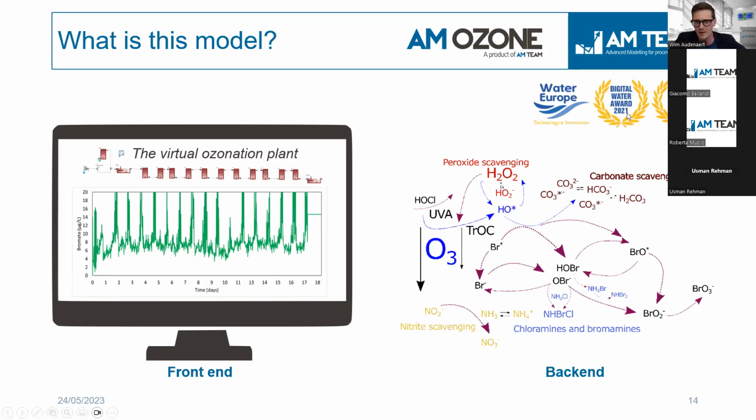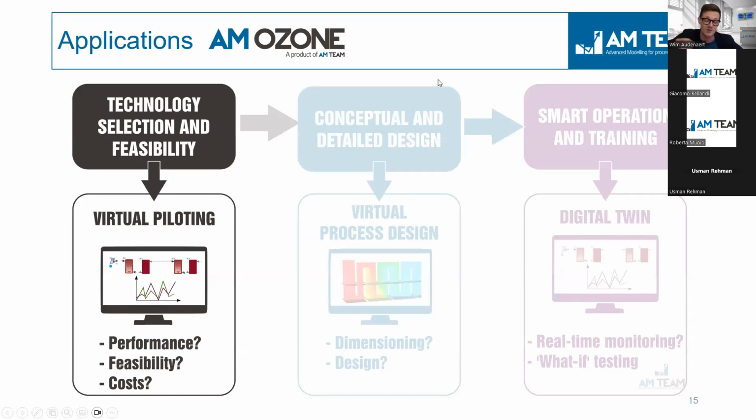We were glad to win the Water Europe Innovation Award 2021 with this model, because Europe stressed the importance of this, also in the framework of new regulation. Now, we started applying it commercially 5 years ago. Where is it now being applied? So that's the big question.